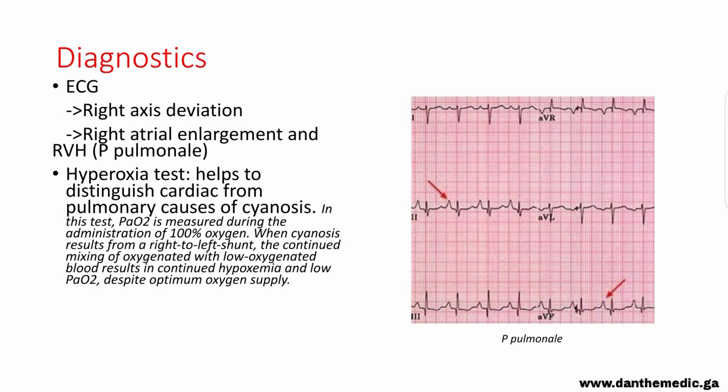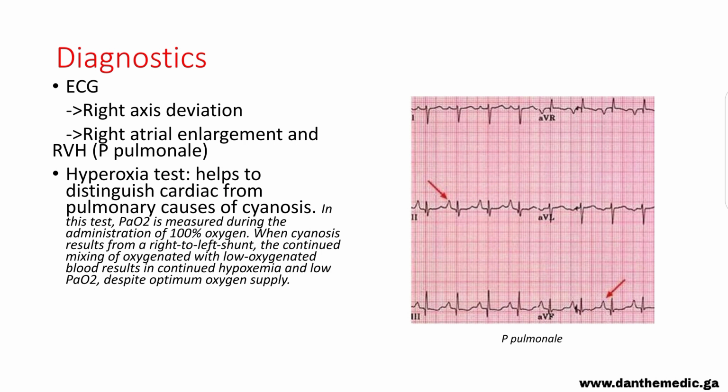On the ECG, we'll see right axis deviation, and also right atrial enlargement, also known as P pulmonale. Remember that P pulmonale is when the P wave amplitude is more than 2.5 millimeters and the duration stays normal. And then we can also see signs of right ventricular hypertrophy.